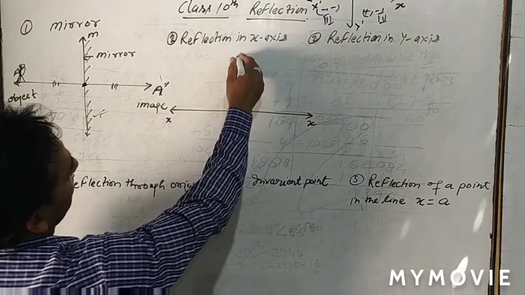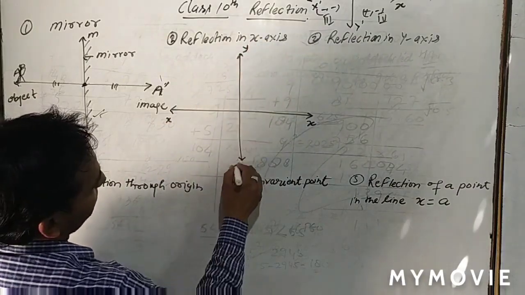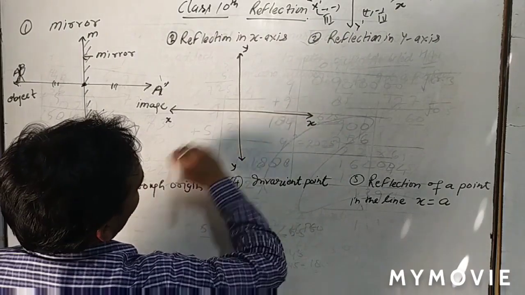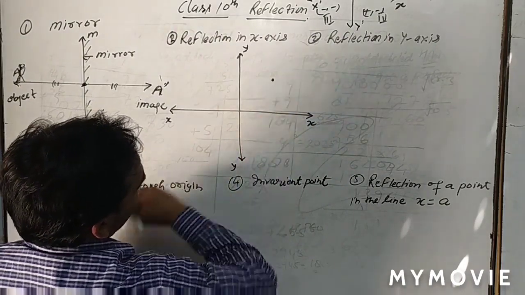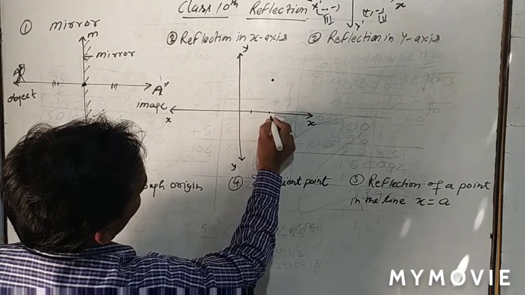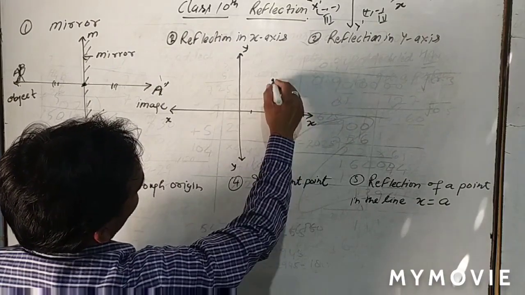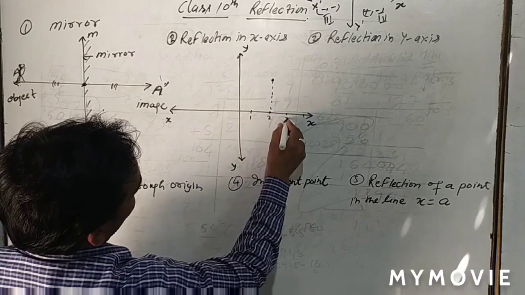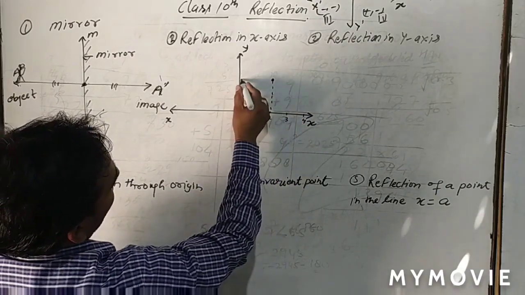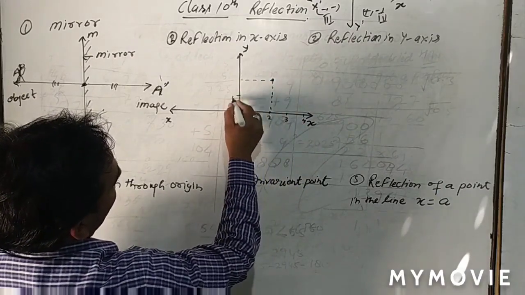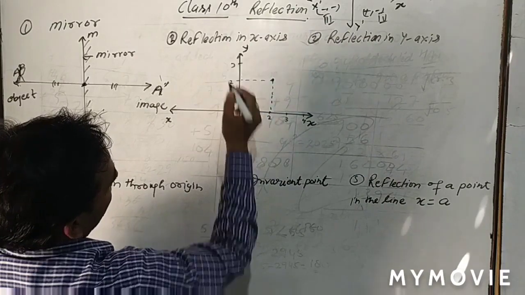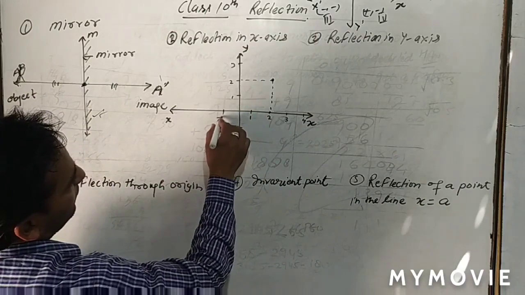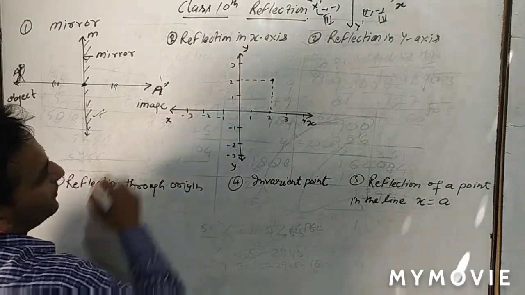x-axis and y-axis, and let us assume we have a point here. 1, 2, 3, 4. We have a point here. 1, 2, 3, 4. And here 1, 2, 3. Minus 1, minus 2, minus 3. Minus 1, minus 2, minus 3.